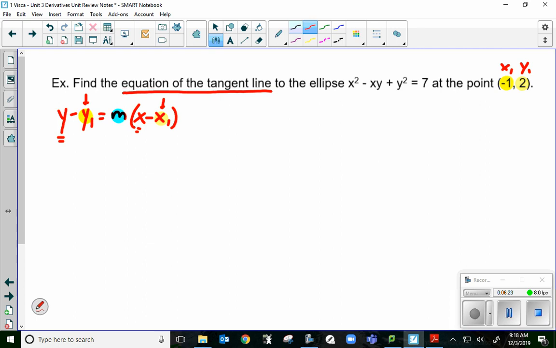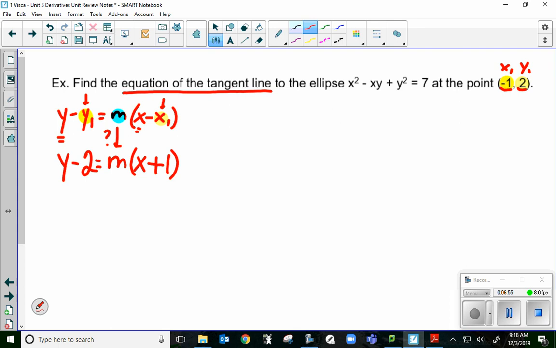So I have y minus my y1, which is 2, equals m, which I still don't know, and that's fine, times x minus x1. What happens when I subtract a negative? It turns to a positive. All right, so the only thing left here to find is my slope. And if we're using implicit differentiation, that will be the bulk of the work for this problem.